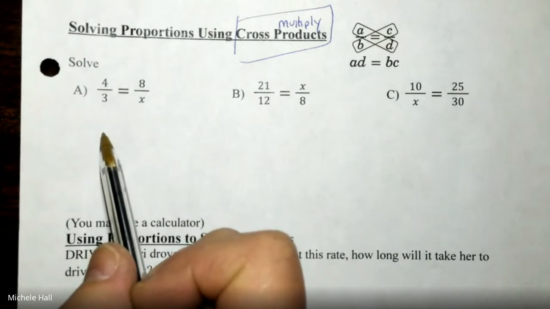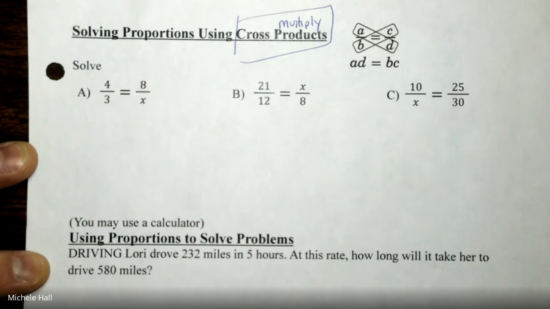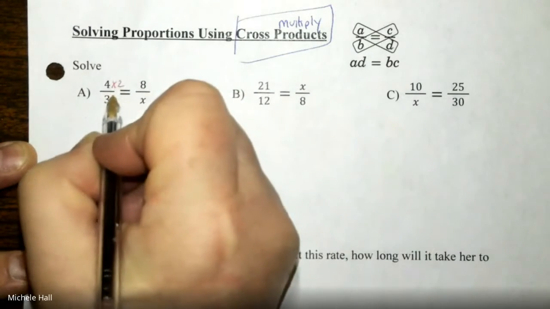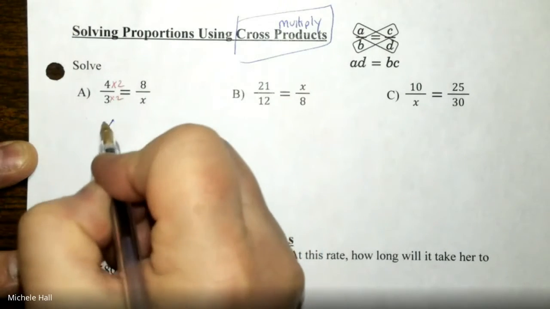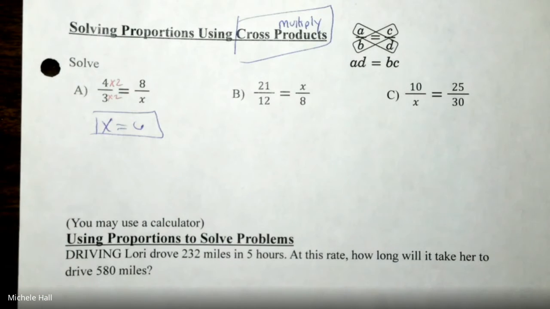If I look at this problem, I do see that 4 evenly jumps up to 8. So I could still use my technique of 4 times 2 is 8. Therefore, 3 times 2 is 6. X would equal 6. Whenever it's possible, I would use that technique.